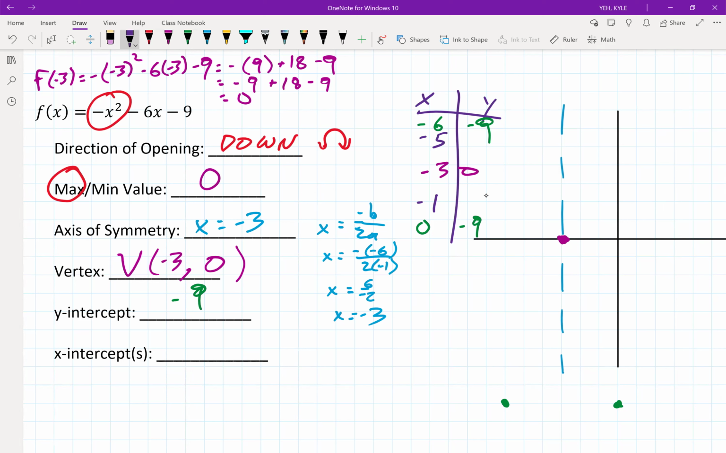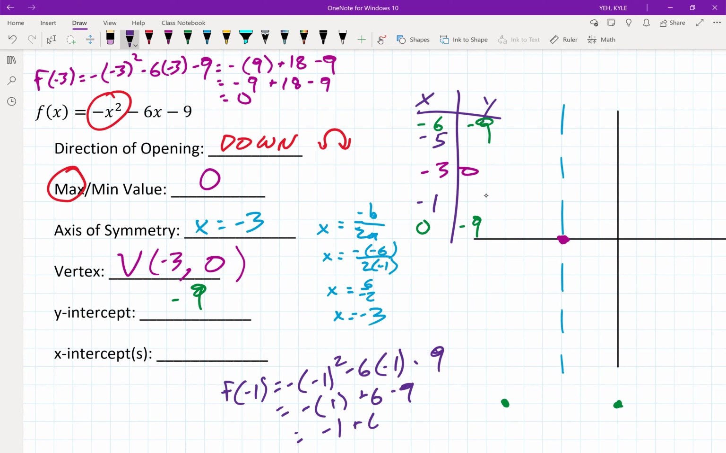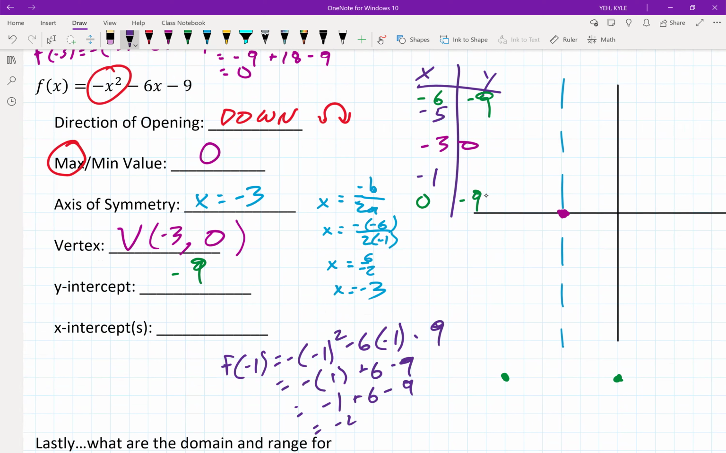If I plug in negative 1, f of negative 1 equals negative 1 squared minus 6 times negative 1 minus 9. Negative 1 plus 6 minus 9. Negative 1 plus 6 is 5 minus 9. Sounds like negative 4 for these two symmetrical values. So negative 5, negative 4, negative 1, negative 4.